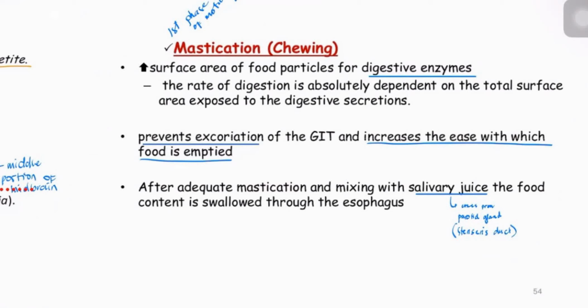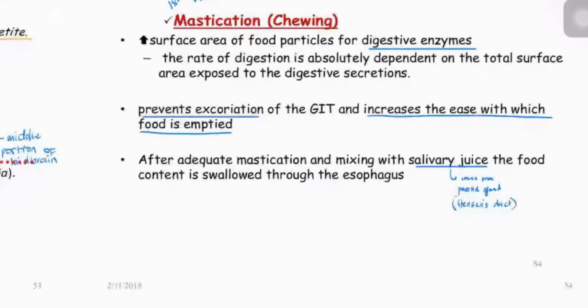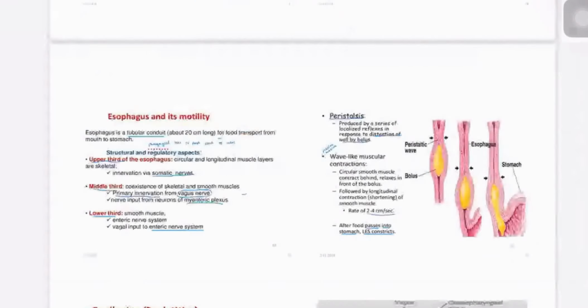After adequate mastication and mixing with your salivary juice, your salivary juice comes from your parotid gland, and when we say duct, it's your Stensen's duct. The food content is swallowed through the esophagus.